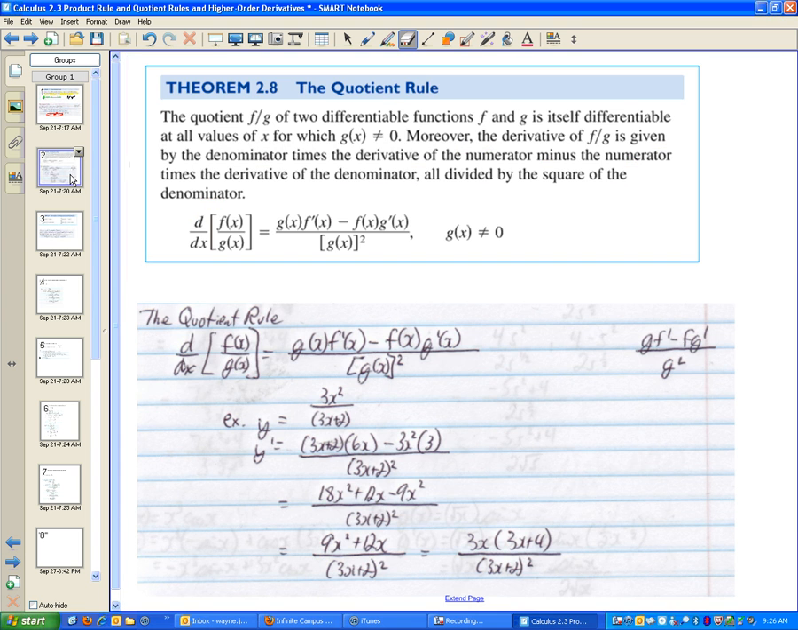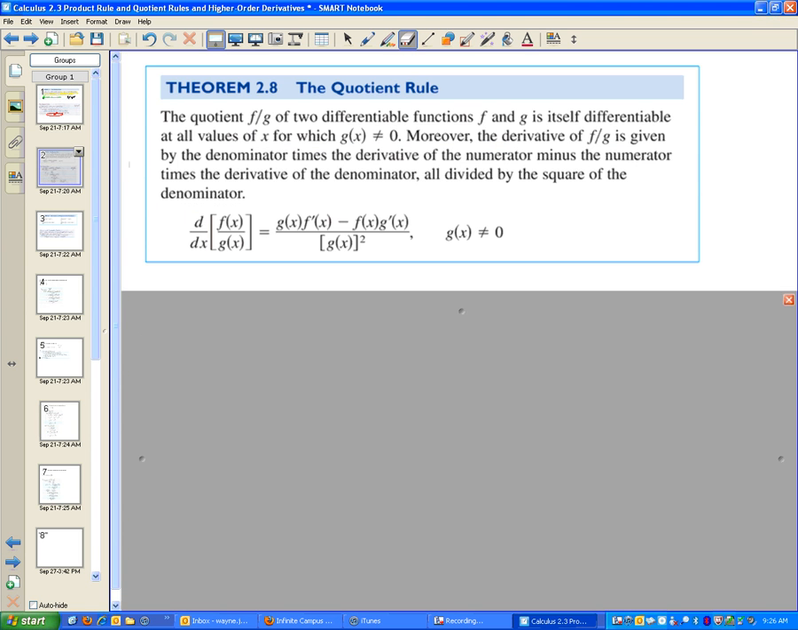All right. Quotient rule. You thought the product rule was fun. You haven't seen anything yet. Because the quotient rule is awesomer. Not for a while. Yeah, I mean, this will do you for a while.